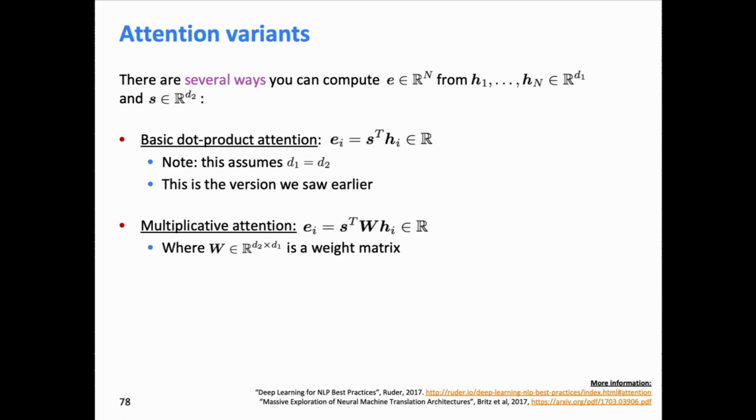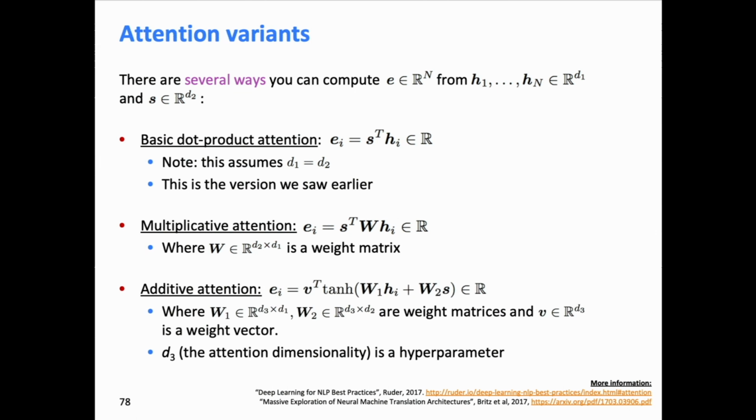Another version of attention is called multiplicative attention. Here the idea is that the score of your value h_i is going to be a bilinear function of your query and that value. In particular, we're putting a weight matrix in the middle, and that's a learnable parameter. You're learning the best weight matrix in order to get the attention scores that are useful.